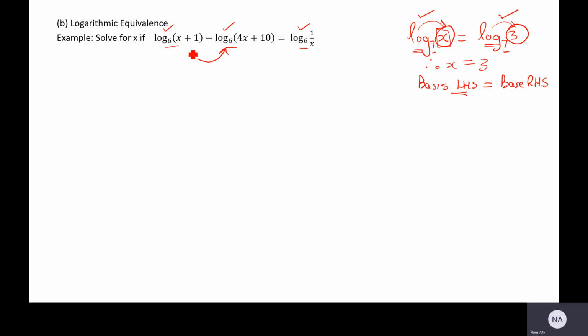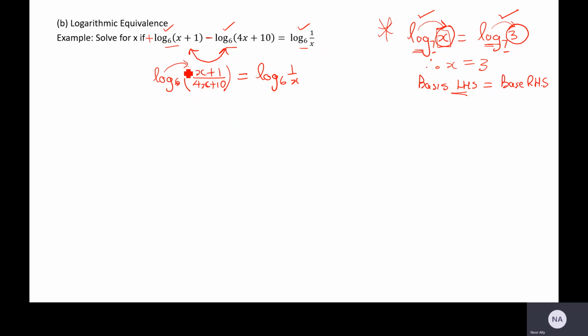So what do you have to do? That's why we went through combining logs, writing as a single log. So let's look at the left-hand side. I've got a plus sign and a minus sign. And the log is the base 6, so it will be a fraction. The one with the plus sign, which is x plus 1, goes to the numerator. And the one with the negative sign, which is 4x plus 10, goes to the denominator. And that will be equal to the log of 1 over x to the base 6. Now it looks like this.